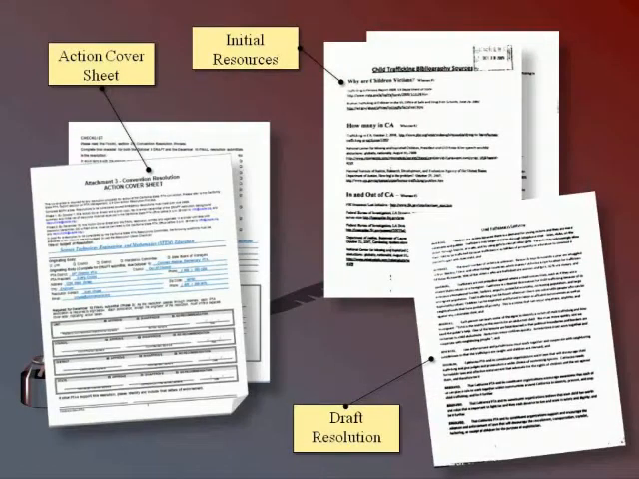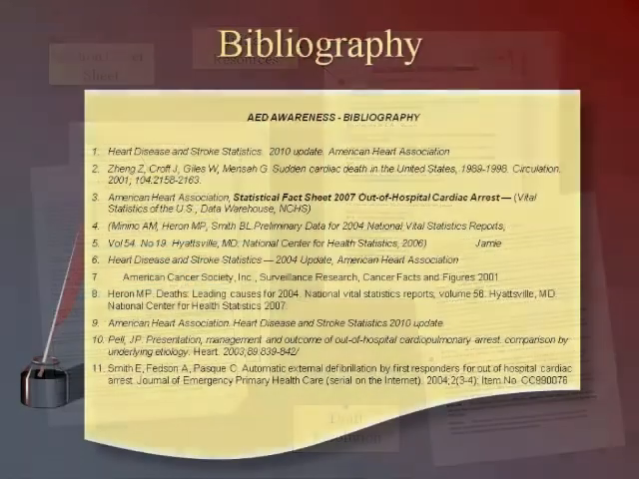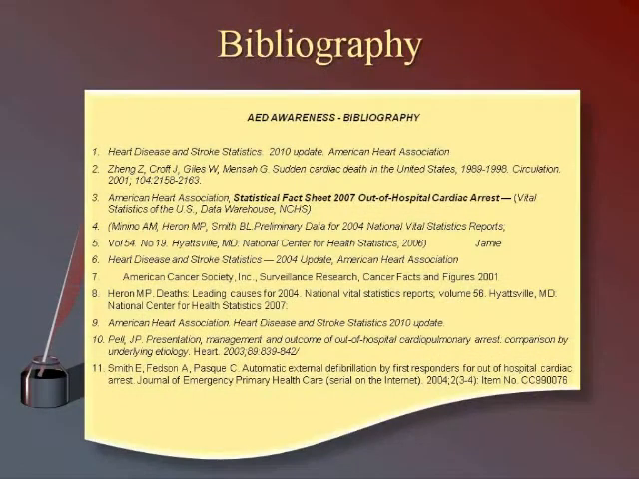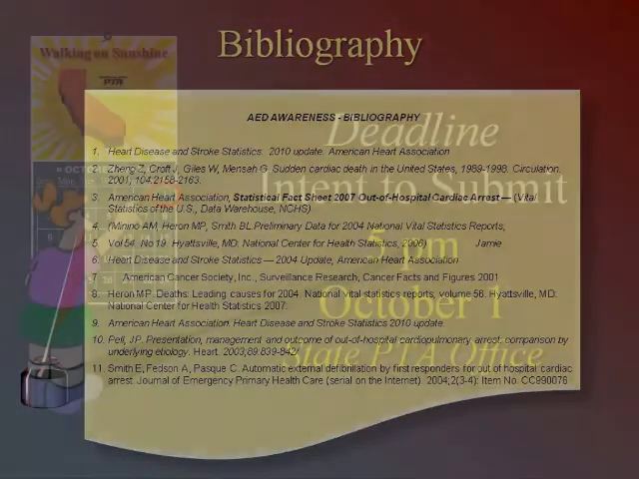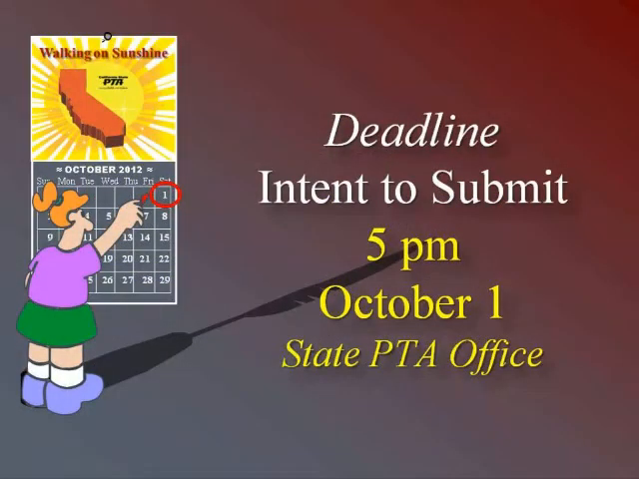Be sure to include an initial list of resources and then send it to the California State PTA office in Sacramento. The initial list of resources indicates how serious and committed you are in developing your resolution. The first submittal is called an intent and must be in the California State PTA office no later than 5 p.m. October 1st.